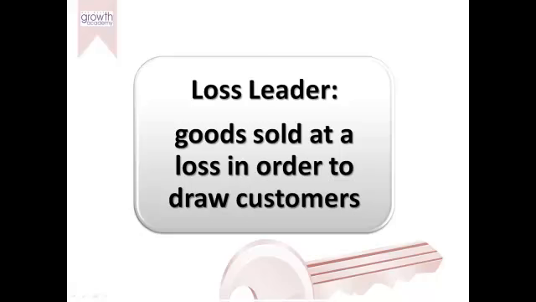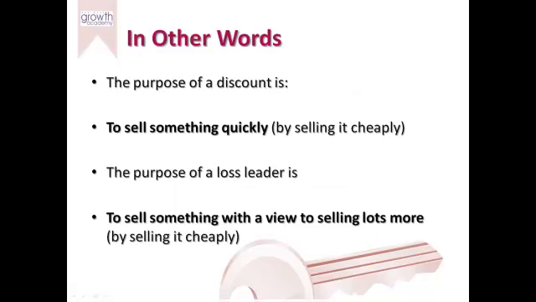Whereas a loss leader is something sold at a loss in order to draw customers. Now those two might sound very similar to you, but actually they're very different. In terms of the purpose behind them, the purpose of a discount is merely to sell something quickly. We sell it cheaply to sell it quickly. We reduce the price of something to sell more of them and to sell it quickly. The purpose of a loss leader is to sell something with a view to selling more. Remember, it said by drawing customers.